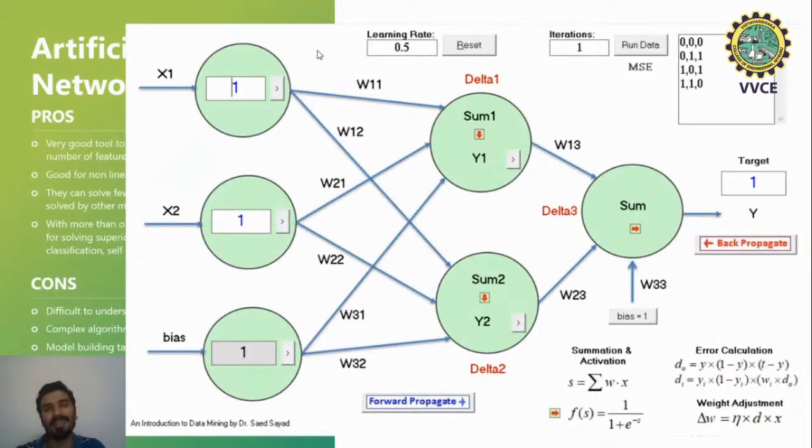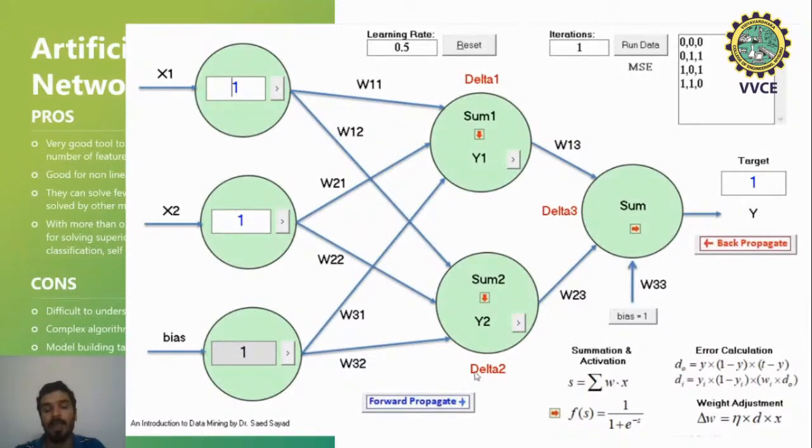Let me just tell you what exactly this does. This is a demo application that Dr. Syed had built, just to demonstrate how neural network training happens. You have your first feature here, second feature here, and a bias unit for your input layer. So this entire thing will be your input layer. Then this is your first hidden layer, this is your second hidden layer, and this is your bias unit for this layer.